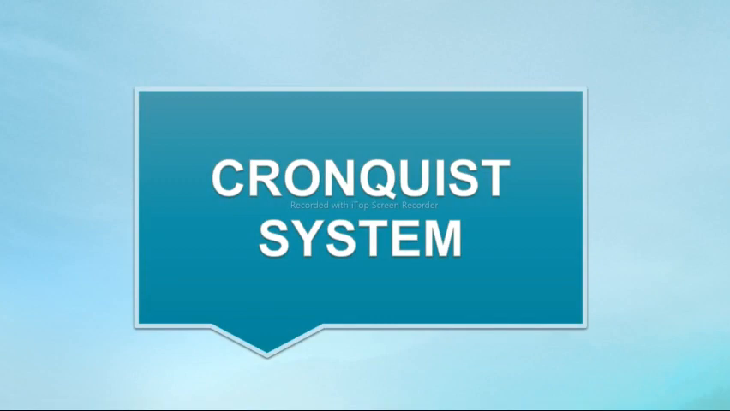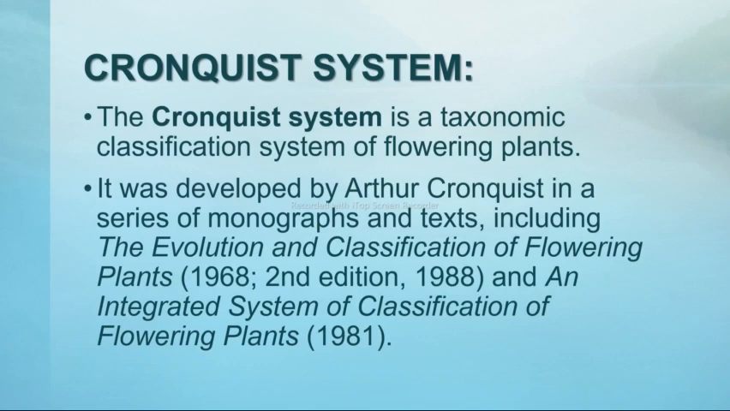Next I'm going to discuss the Cronquist system. The Cronquist system is a taxonomic classification system of flowering plants. It was developed by the author Cronquist in a series of monographs and texts, including The Evolution and Classification of Flowering Plants, 1968, second edition, 1988, and An Integrated System of Classification of Flowering Plants in 1981.